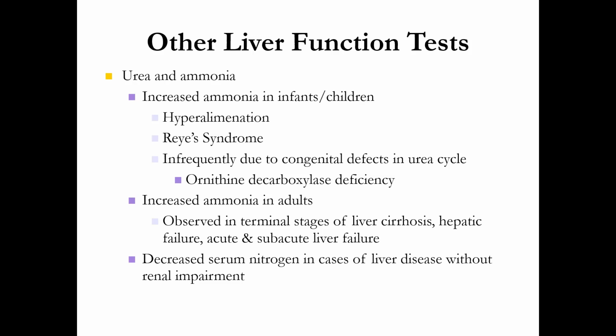Urea and ammonia are increased. You have increased ammonia in infants and children with hyperalimentation syndrome or Reye's syndrome. It's infrequently due to congenital defects in the urea cycle. Increased ammonia in adults is observed in terminal stages of liver cirrhosis, hepatic failure, and acute and subacute liver failure. Serum urea nitrogen is decreased in cases of liver disease without renal impairment.